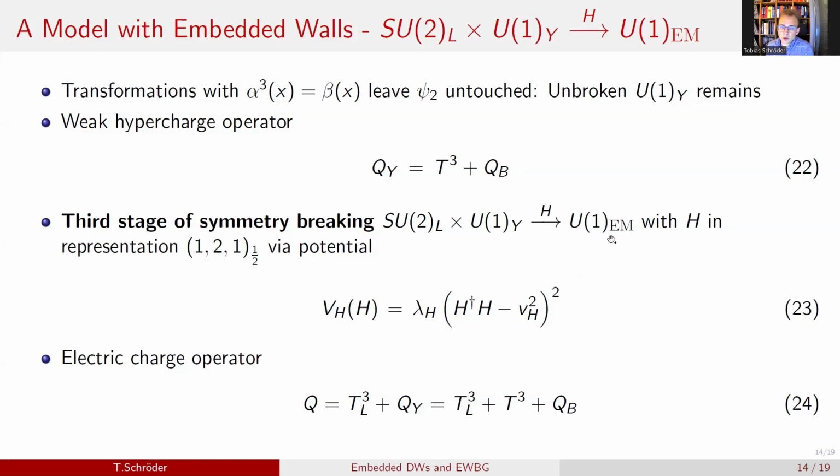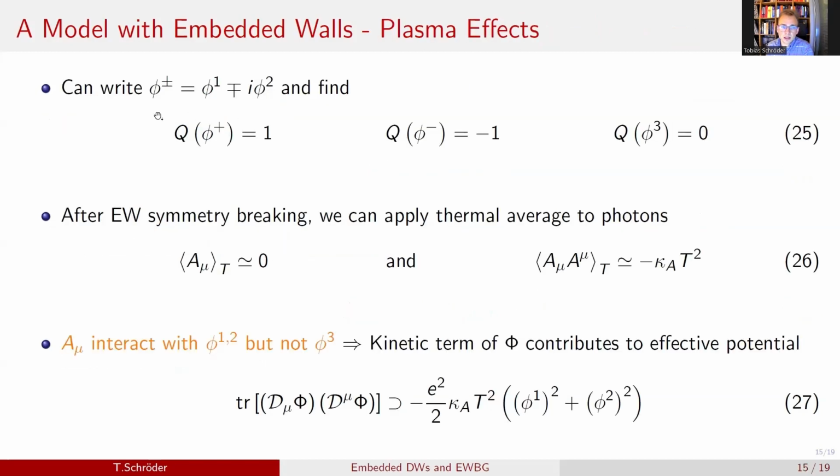For the remaining U(1) group of electromagnetism, one finds the electric charge operator expressed in the form 24 down here, where T_3 is an unbroken generator of the SU(2)_L symmetry. With this operator at hand, we can now determine the electric charges of the different components of the Higgs field phi. To this end, we can rewrite phi in terms of phi plus and phi minus, which have well-defined electric charges, and we find that phi plus has charge 1, phi minus has charge -1, and phi 3 is uncharged.